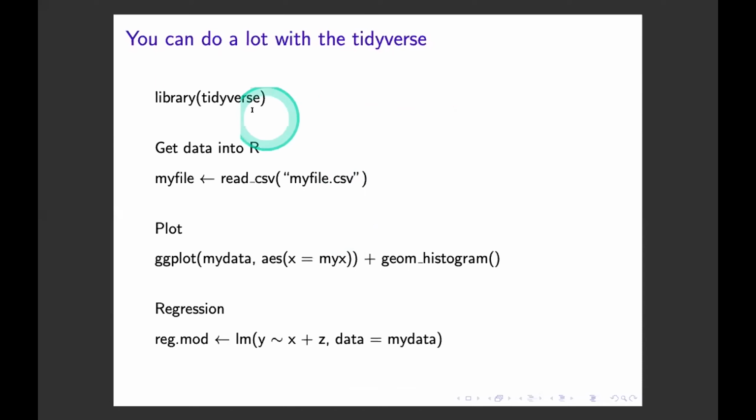You can do a lot with the tidyverse. So, for example, you load it and then you can get your data into R. Now, there are various ways of working with R, but you can also use the tidyverse command read_csv. This is the name of the file, and then it gets converted into an object with which you can work in R.